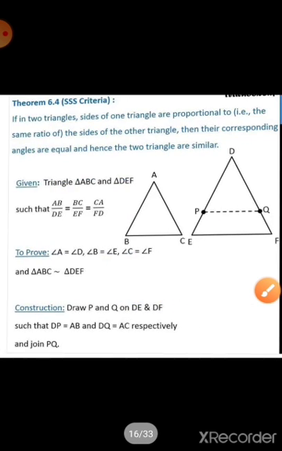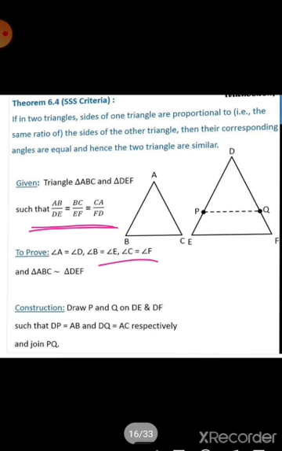And the next theorem is the SSS criteria. If in two triangles, the sides of one triangle are proportional to the sides of the other triangle, then their corresponding angles are equal, and hence the two triangles are similar. In the previous theorem, it is given that angles are equal, and we proved that the ratios of corresponding sides are in proportion. Here, it is given that ratios of corresponding sides are in proportion. We have to prove that the corresponding angles are equal, and hence the triangles are similar.